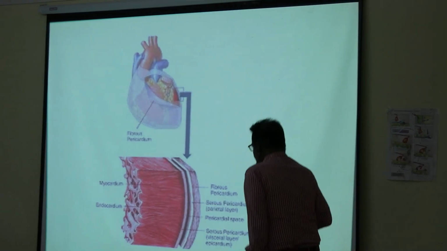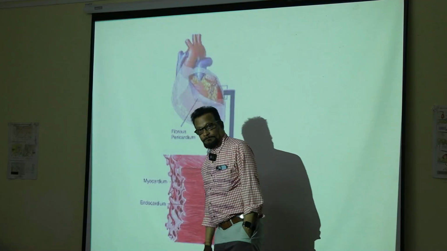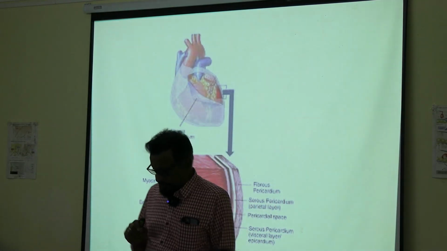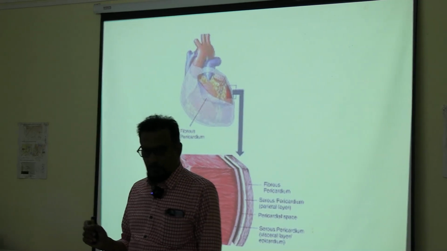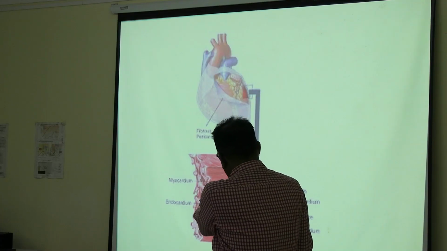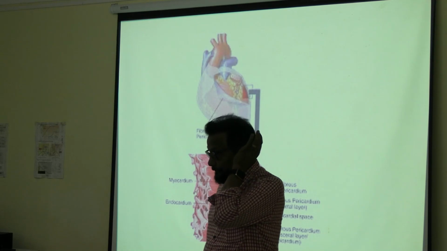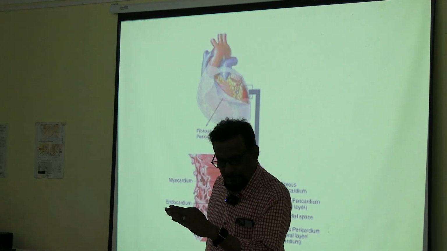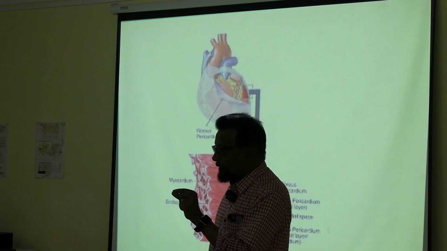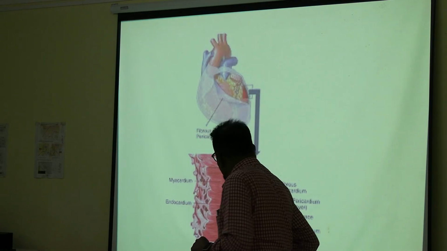See the inner surface. This is the myocardium and this is the endocardium. A thin layer of endocardium. This endocardium is mainly made up of epithelial cells. But in between the epithelial lining and the myocardium, there is a thin layer of connective tissue. First there is connective tissue, then the epithelial tissue. Together they form the endocardium.